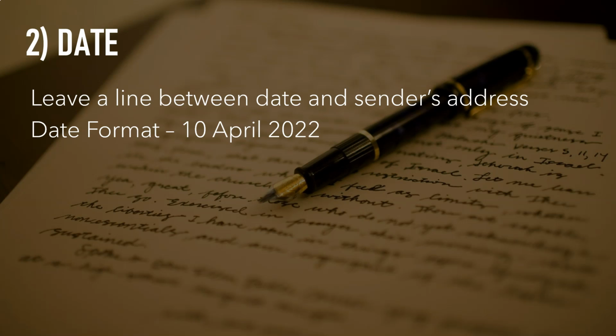Next we have to write the month. There's no short forms or numbers. We have to write the month as a word. So we can't write 04 or APR as short for April. We have to write the entire month name, which is April. And following the month is the year. We also have to write the year in its entirety. So 2022. We can't write 22 and leave it at that.